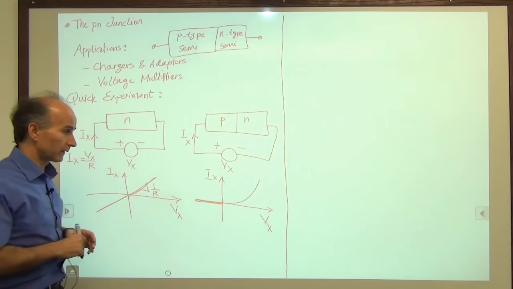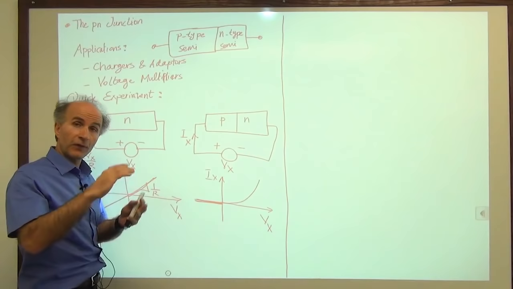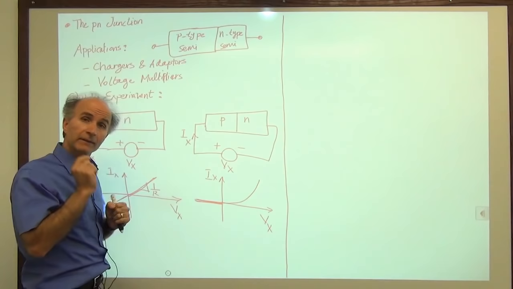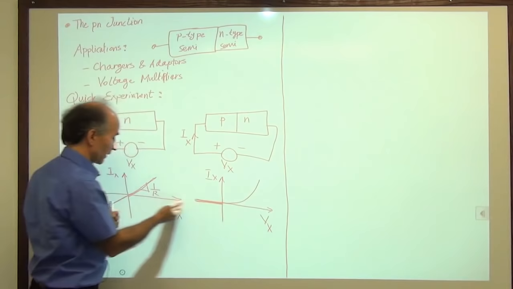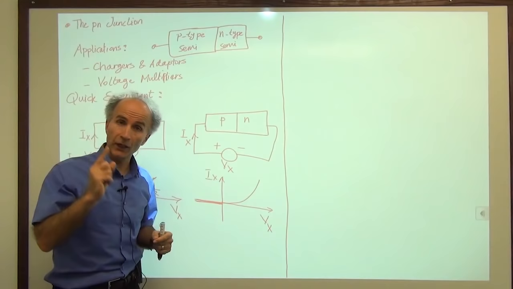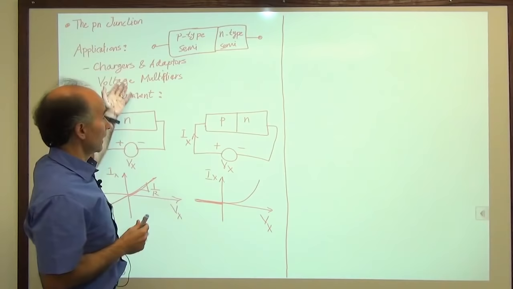It has two types of differences with respect to a resistor. Number one, it has different behavior for positive voltages and negative voltages. It can tell the difference. Positive voltages, we have current. Negative voltages, we have very little current. And the second difference is that when the voltage is positive, it's not a straight line like a simple resistor, but a strange function. In fact, it's an exponential function. So these two differences make diodes much more interesting and useful than resistors. And that's why they have so many applications, as I mentioned before.